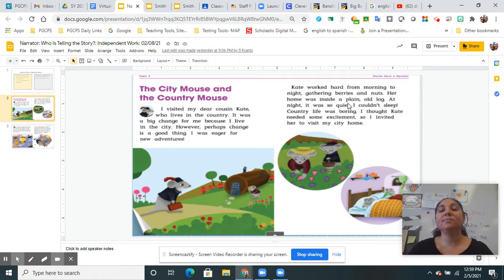Kate worked hard from morning to night, gathering berries and nuts. Her home was inside a plain old log. At night, it was so quiet I couldn't sleep. Country life was boring. I thought Kate needed some excitement, so I invited her to visit my city home.